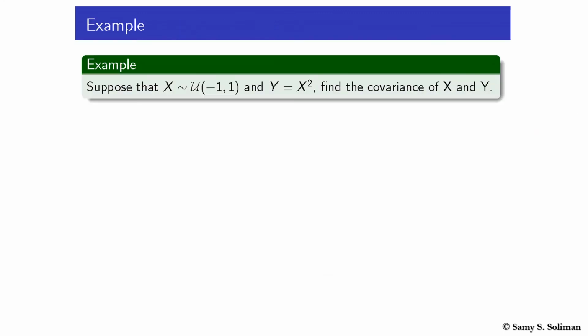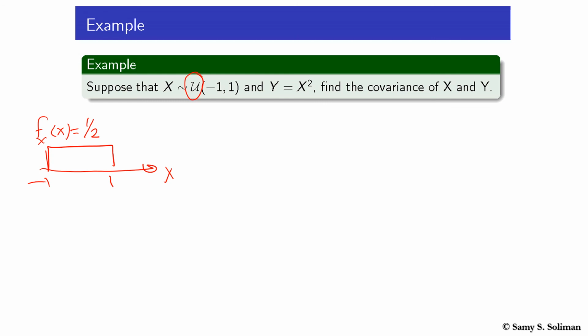Let's solve this example together. It says suppose that x is uniformly distributed. This is the notation of uniform distribution, and the parameters are the minimum and maximum of x. So we are given x ranging from -1 to 1, and f of x is constant, and since the area should be equal to 1, this constant is equal to half, and y is equal to x squared, and we want to find the covariance of x and y.